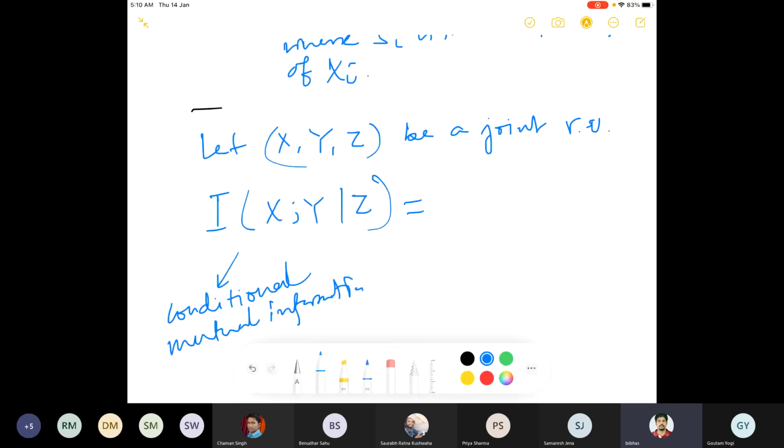Because this is again a random variable, we should follow the same definition. It is just a conditional random variable. So what should the definition be? If we forget about Z, what was the definition?